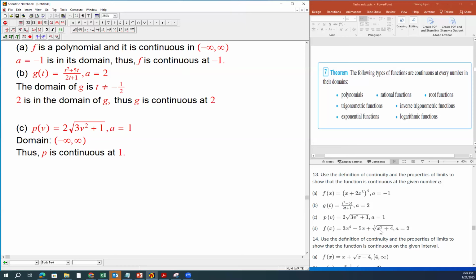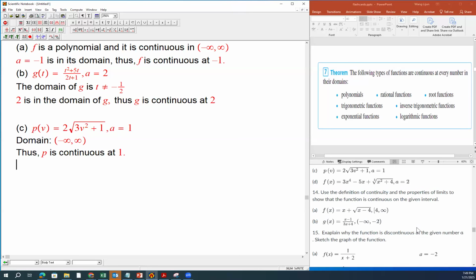And D is the same. For root 3 functions, the function is defined everywhere. So for the case of F, the last one, I'm not going to type it. The domain is all real numbers. So the same argument applies.